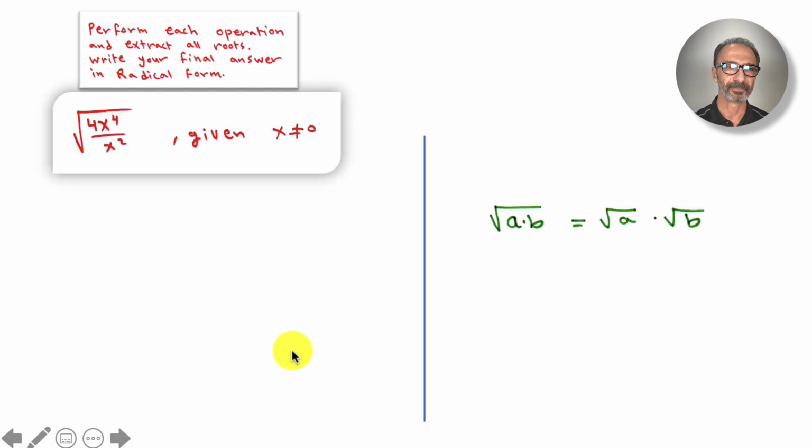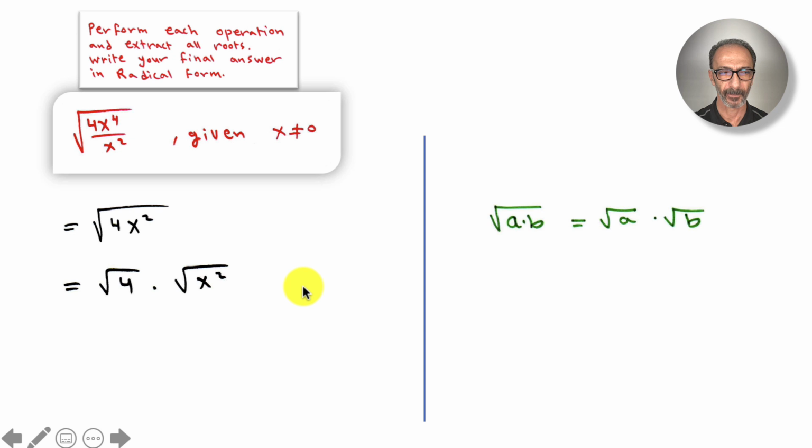Next example, 4x to the 4 over x to the second. That's a simple one. We could just cancel or simplify between x to the second and x to the fourth. We could split this too. And we're done. That's it.